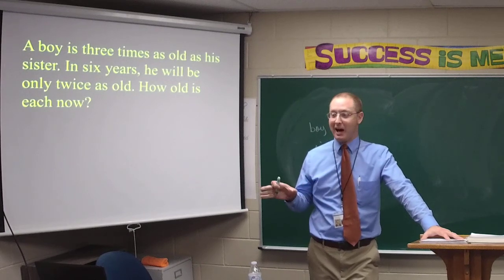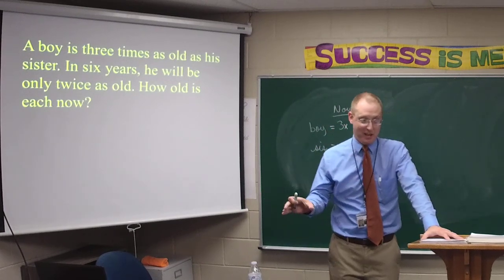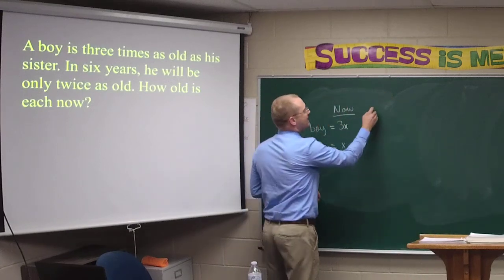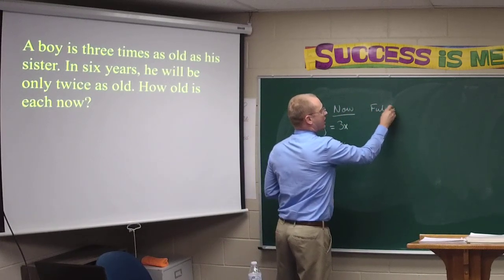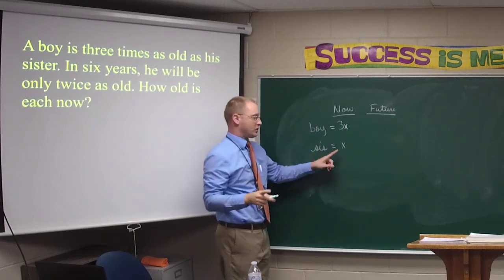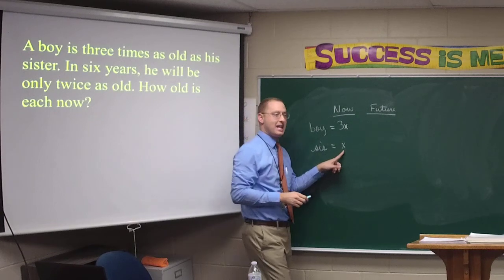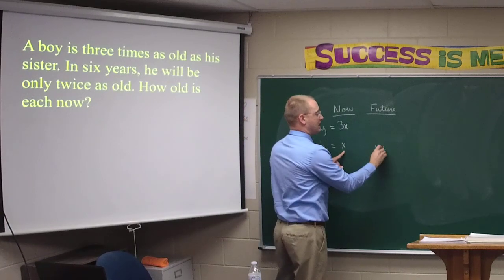And your physical body may be decaying in the grave even, but it would still be 6 years older, right? Everybody gets 6 years older. So in the future, I know that the sister is going to be 6 years older than she is right now. So how should I represent the sister's future age? X plus 6.